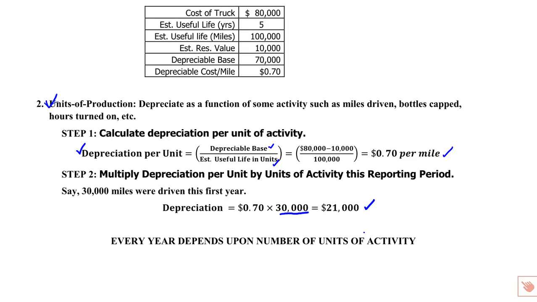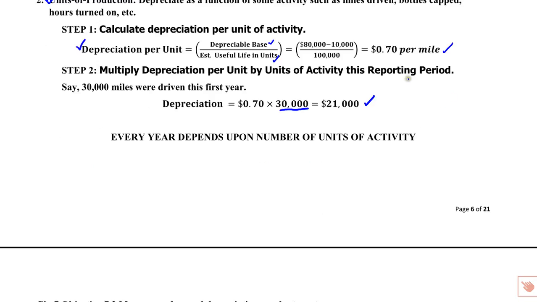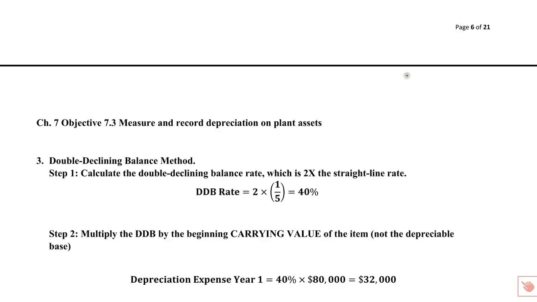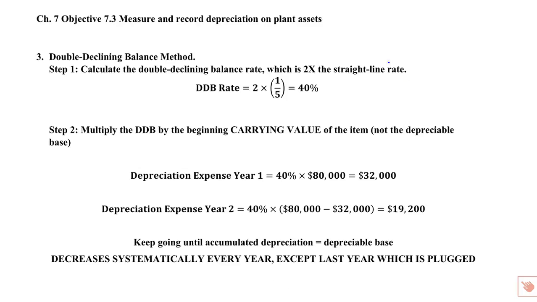Every year is dependent upon the number of units of activity. So unlike the other methods, straight line and the one we're about to see, double declining balance, where there's a formula that applies through the entire useful life, for units of production approach, we won't know until we see the actual activity. Okay, and finally, here's double declining balance.